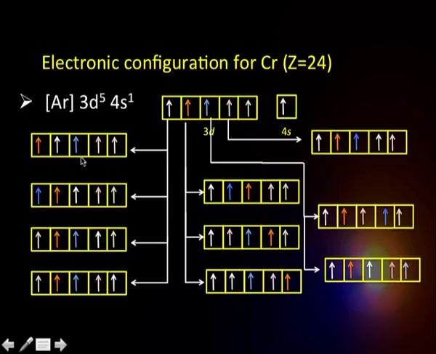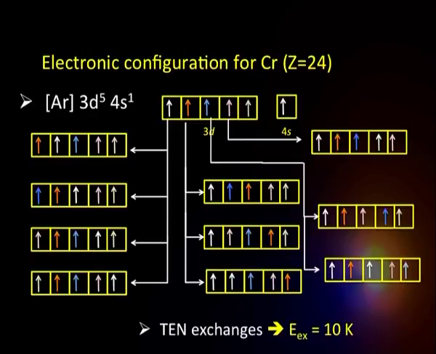So, what you find is there is a total of 1, 2, 3, 4, 5, 6, 7, 8, 9, 10. That is 4 plus 3 plus 2 plus 1, which makes it 10. So, there are 10 exchanges, and the exchange energy happens to be 10K. That means this electronic configuration has an exchange energy of 10K, whereas the previous one, 3d4 4s2, had an exchange energy of 6K. Since the exchange energy for this configuration is more, it is more stable and also experimentally observed.